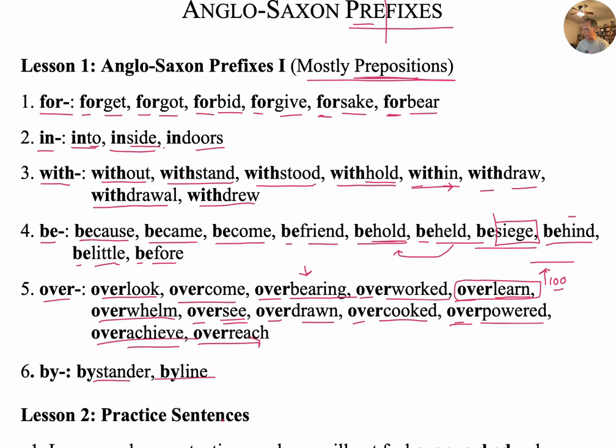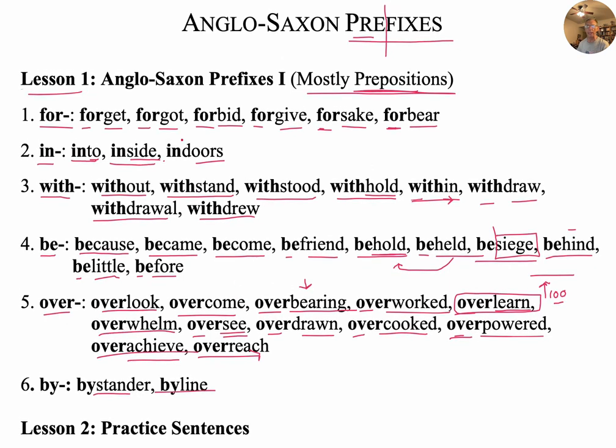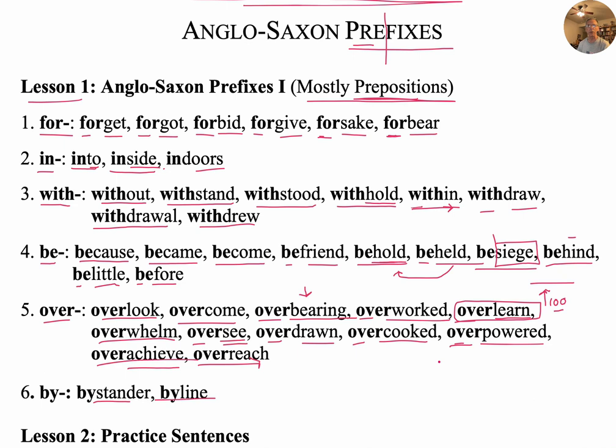A byline, by the way, is a line in an article that lists the author's name or the writer's name. All right, that is our lesson 1, and good luck learning all of these. Most of these are pretty easy.